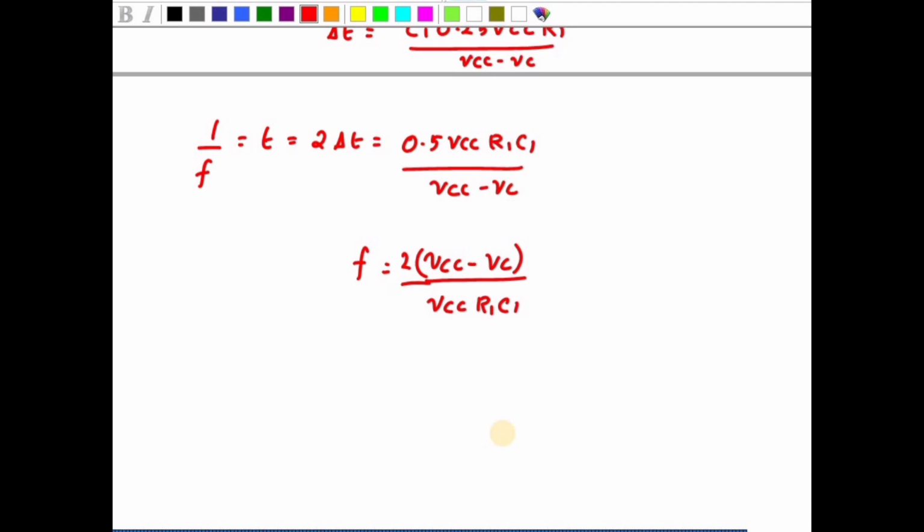Here the VC value is changing from VCC to 3 by 4 of VCC. So from this arrangement, I can tell the free running frequency depends on the value of VC, R1 and C1.